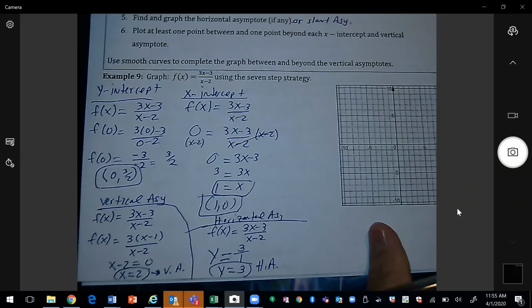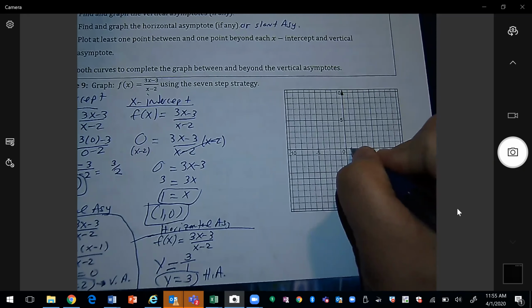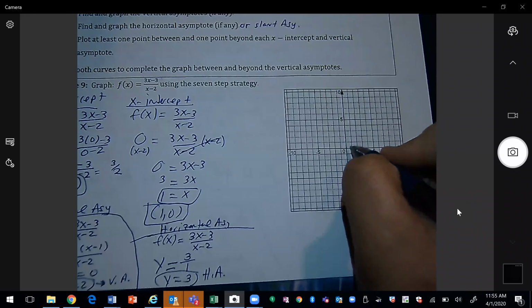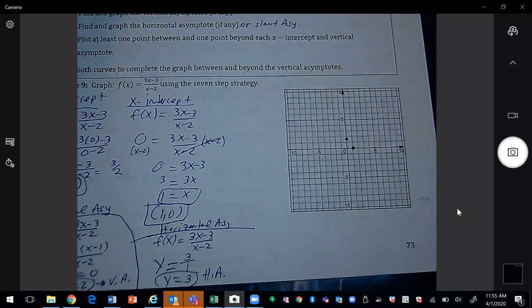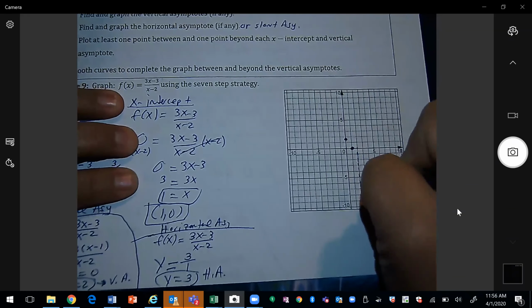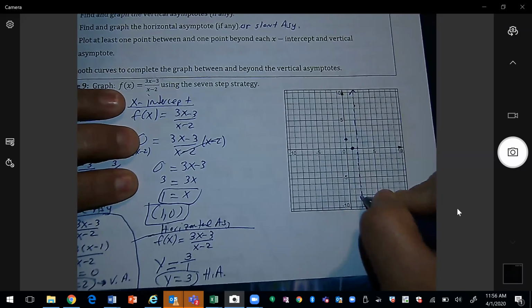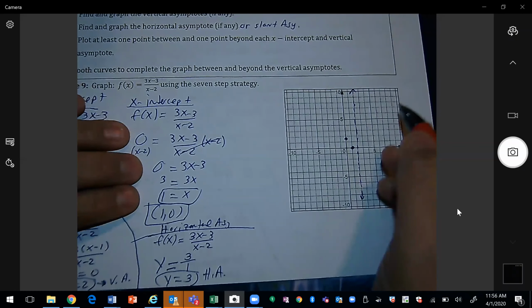Okay, so we plot this information over here. We have (1, 0) right here. (0, 3/2) is going to be 1.5, so maybe right here. And the vertical asymptote is x equals 2. So we draw that with a dotted line. Okay, so that's my horizontal asymptote. Let me use red, maybe it's easier to see red. And then the horizontal one is y equals 3.